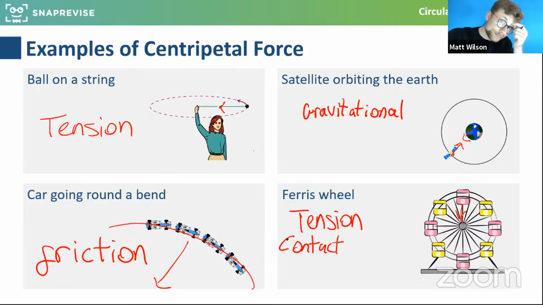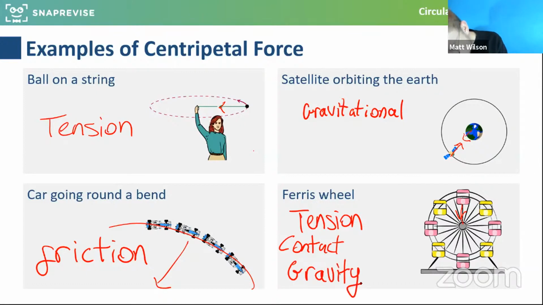But there's a third one. Now, the third one is interesting because it's not always towards the center, but sometimes it is. So the third one is gravity. Why gravity?